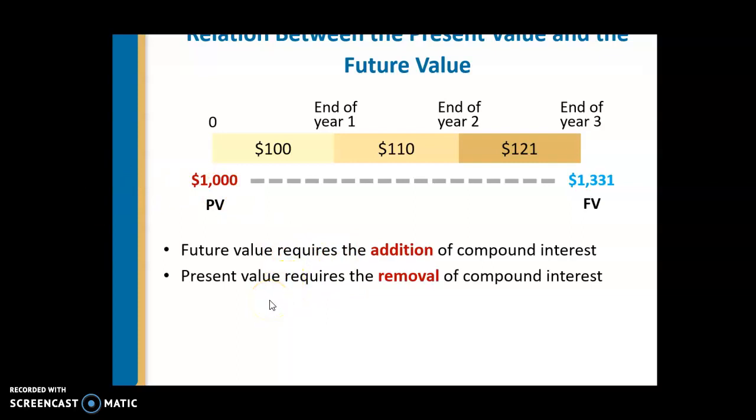The process of computing the present value removes the compound interest from a known future value. In the previous examples in the previous video lecture, we removed $331 of interest earned over the 3-year period from the future value of $1,331 to calculate a present value of $1,000.